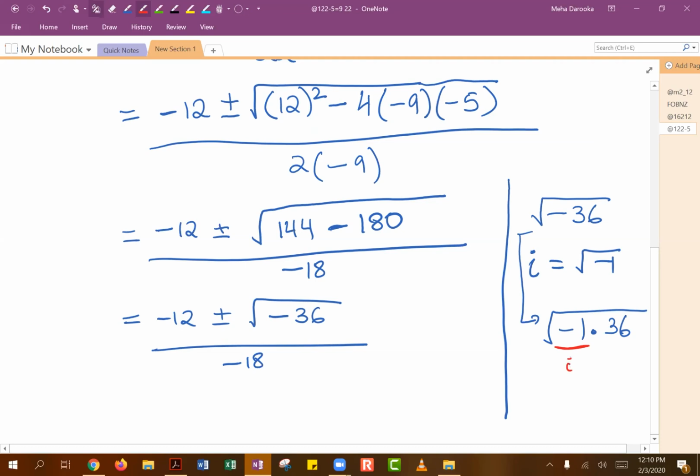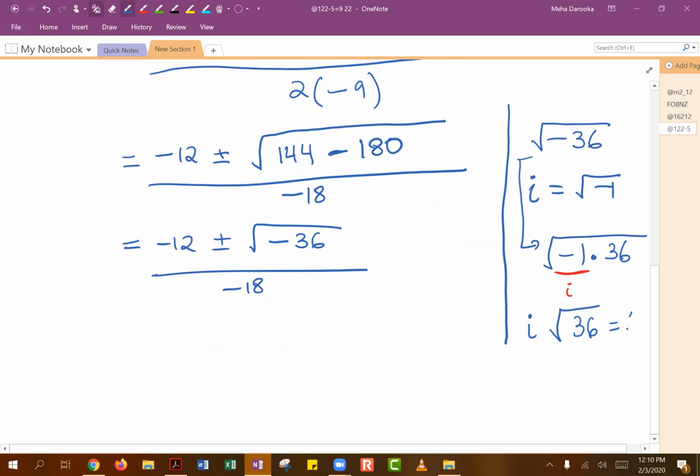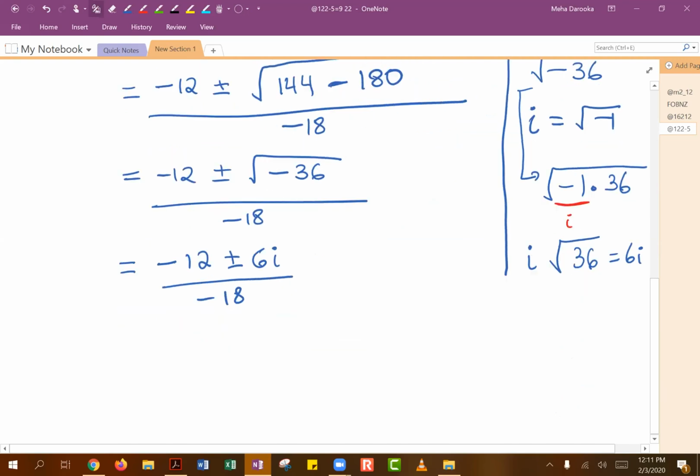So this part here will become i. Bring it outside, and now you have a positive square root of 36, and you can simplify that. So square root of 36 is 6. So this will become 6i. So now you will have -12 plus or minus your square root of -36, which is now 6i. And then my denominator is still -18.